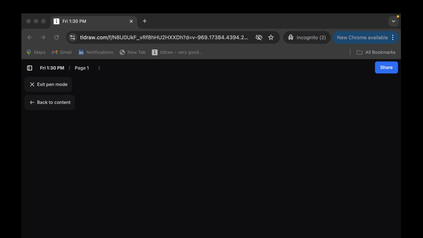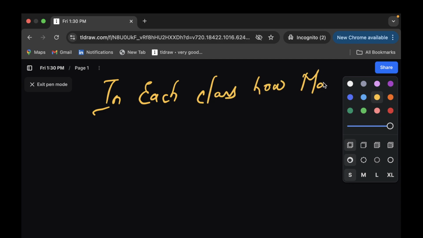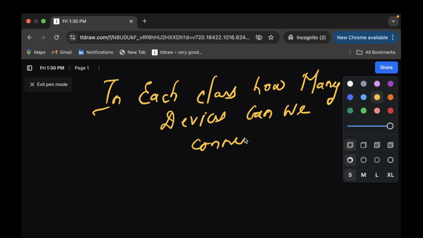Our goal is basically to define what we want to find: in each class, how many devices can we connect? That is the first thing to check. And one more thing is how do we recognize our network, right?